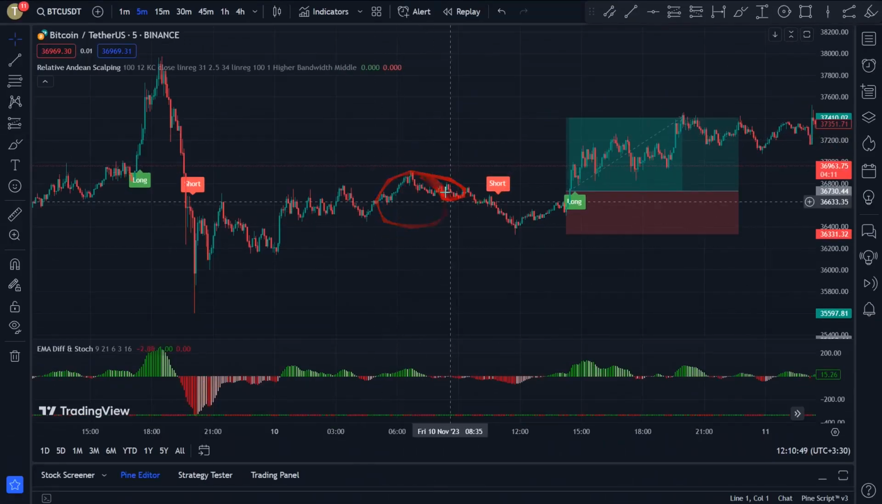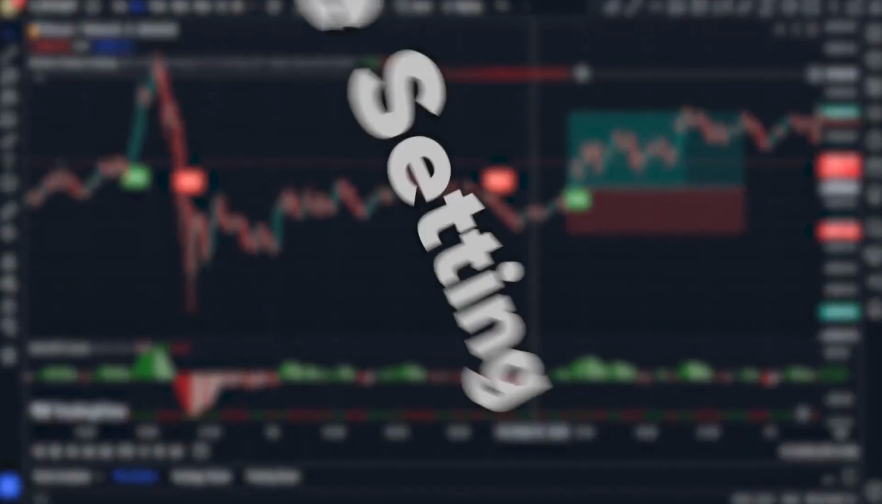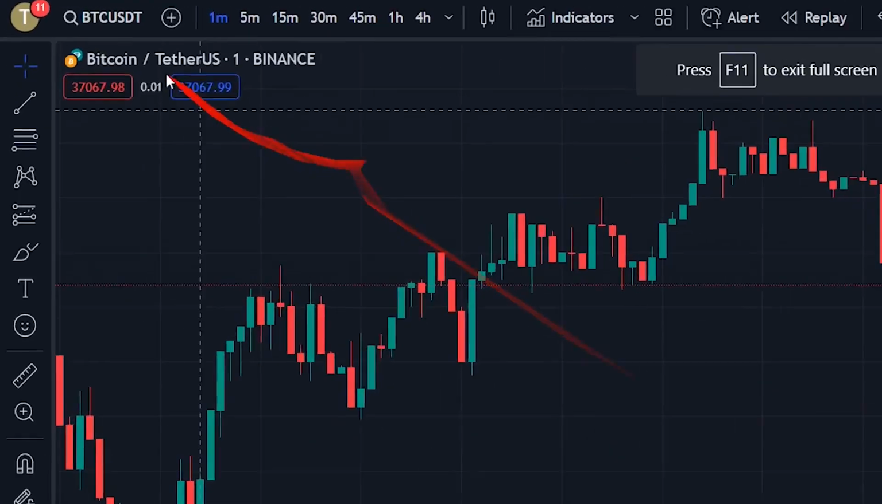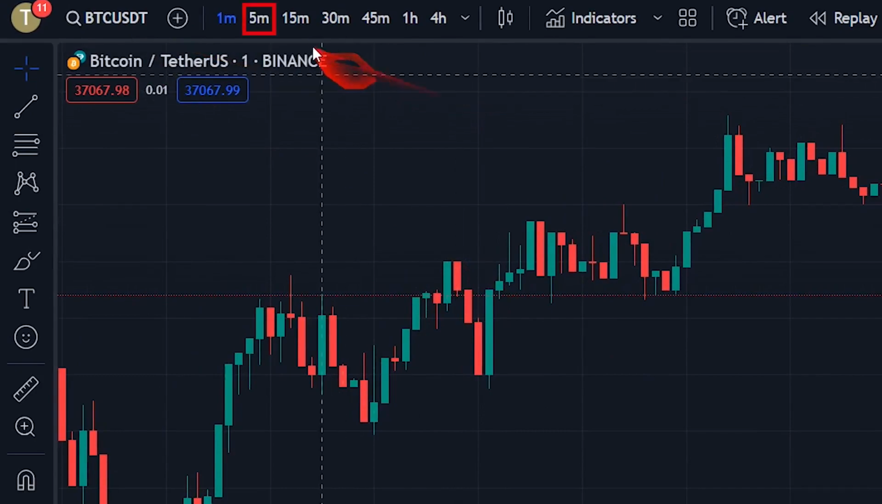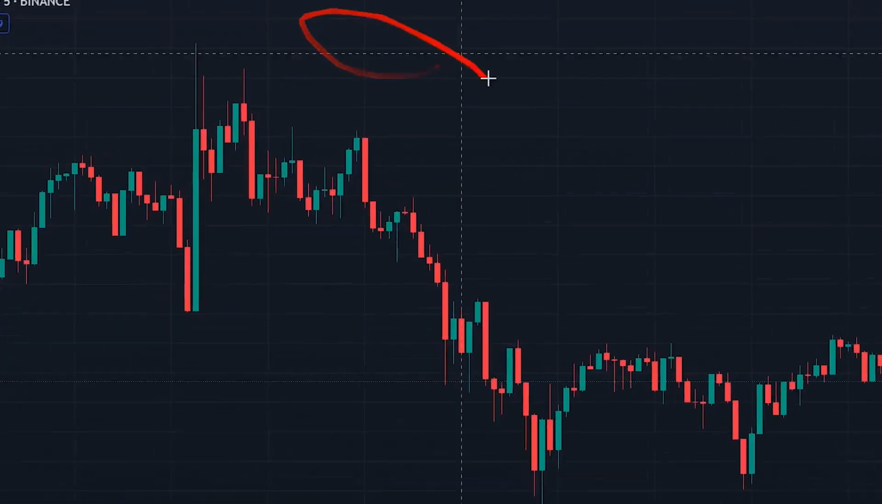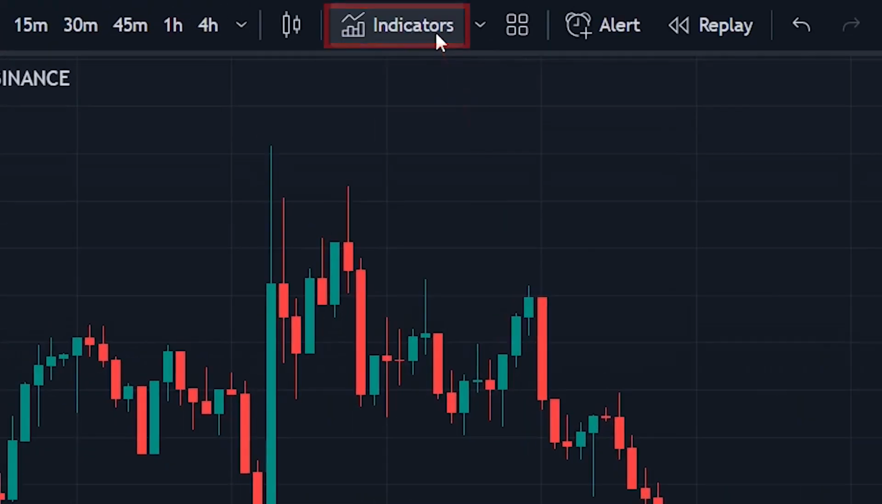Now I will tell you how to trade. Now we just need to adjust the trade settings. Set the time frame to 5 minutes because this strategy works best in this time frame and it's unique that no one has ever shared with you.